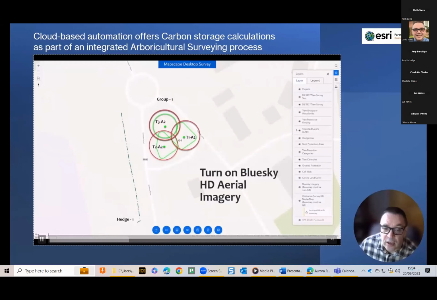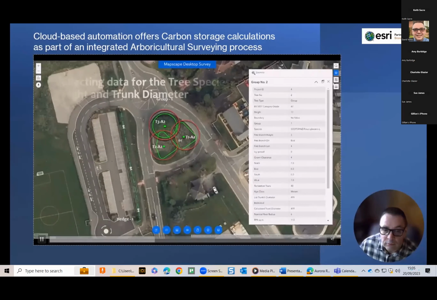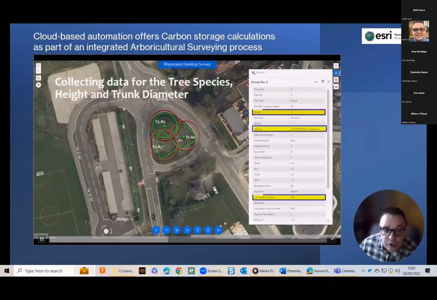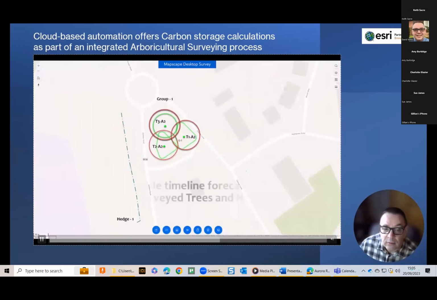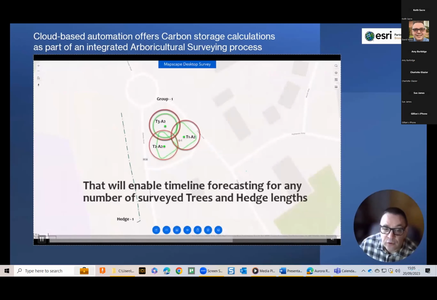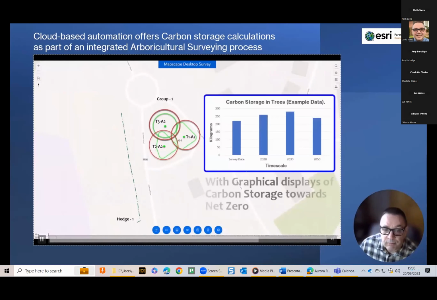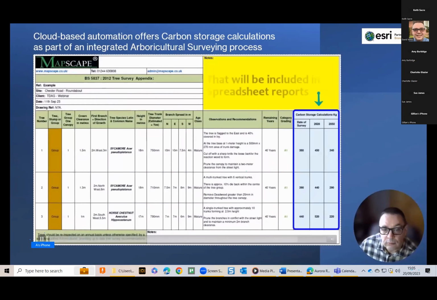Let's turn on blue sky, high definition aerial imagery. Collecting the data for the tree species, the height, and the trunk diameter. In the background, Mapscape will calculate the carbon calculations in kilograms. That will enable timeline forecasting for any number of surveyed trees and hedge lengths, with graphical displays of carbon storage towards net zero. That will be included in spreadsheet reports.